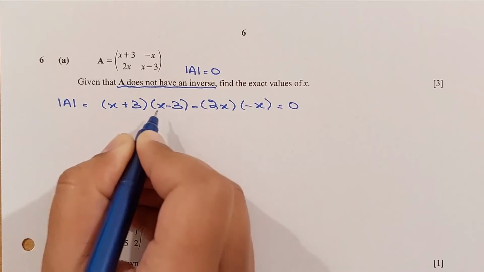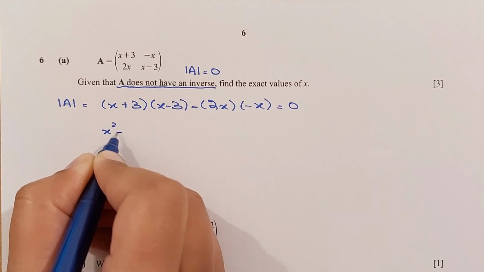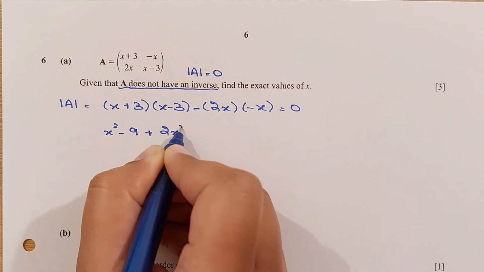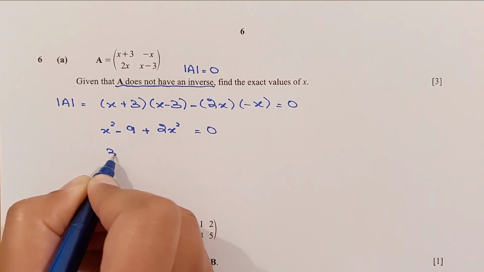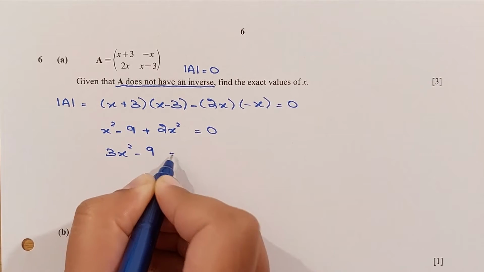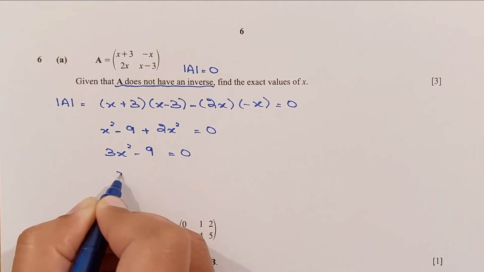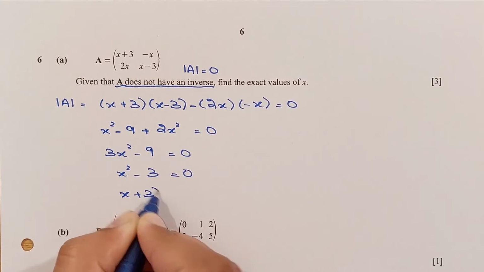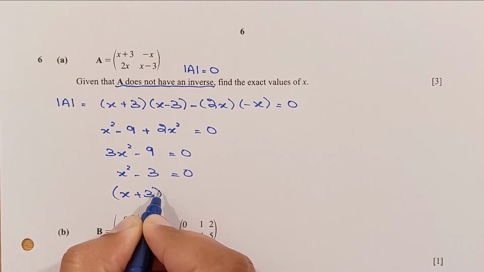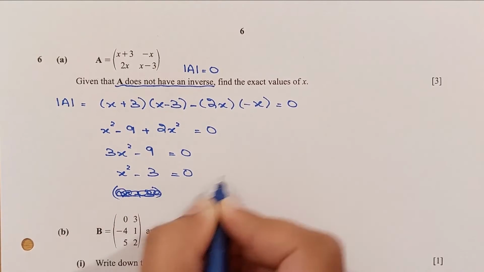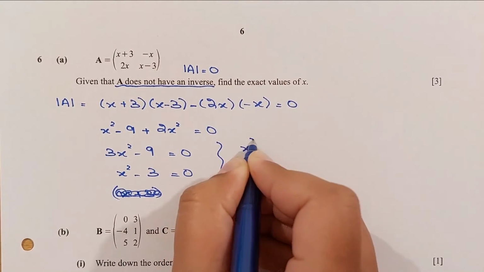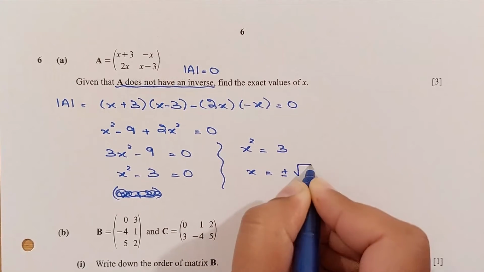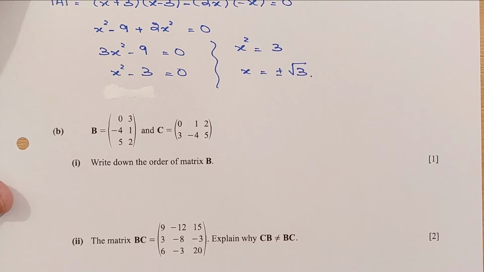So here we have x plus 3 into x minus 3. So x square minus 3 square is 9, and plus we have 2x square. This is equal to 0. So we have 3x square minus 9 equals 0. Taking 3 common, so x square minus 3 is equal to 0. So we have x square equals 3, and x is equal to plus minus square root of 3. So these are the exact values of x.